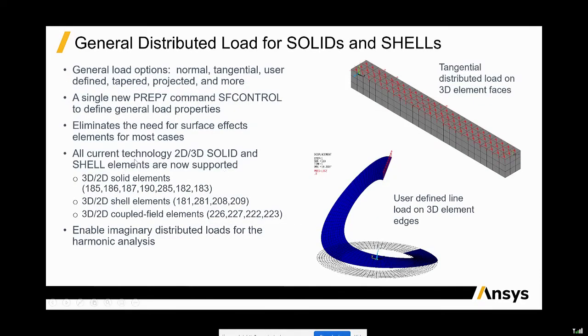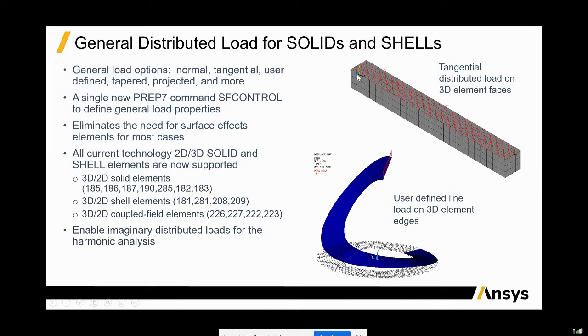So the next thing is kind of an interesting capability, which is the general distributed load for solids and shells. And there's this new command called SF control, and it allows you to specify loads on a line or a surface. So a line on a shell or a surface on a solid. And it supports all current technology. So you can see the numbers here. So all the 180s, 190s, 285 for both 3D, 2D shells, and 3D, 2D coupled field elements as well. And why do we care about this?